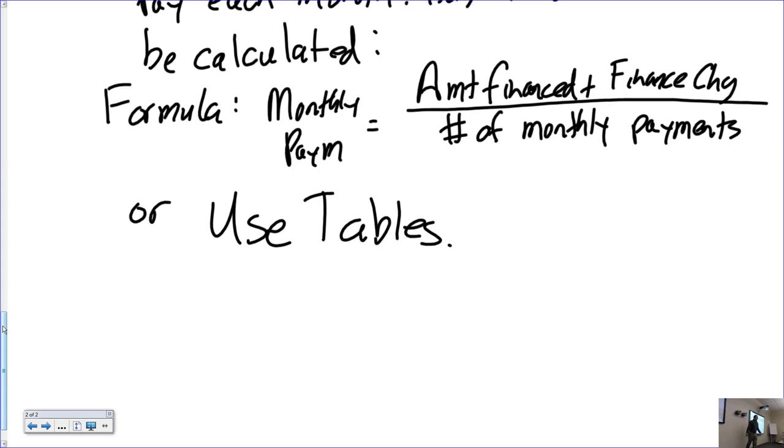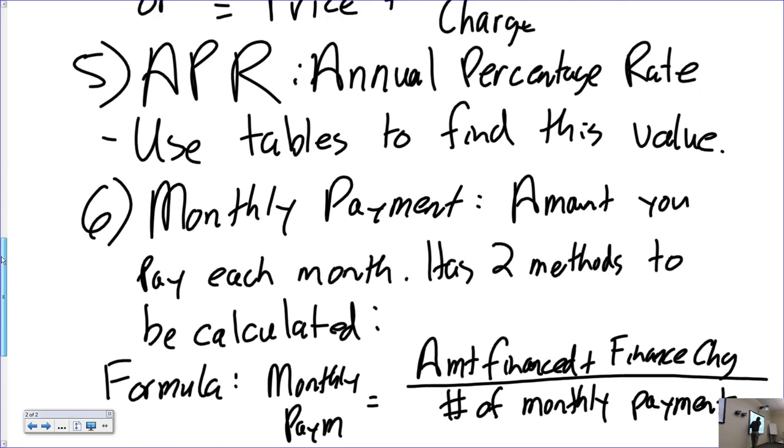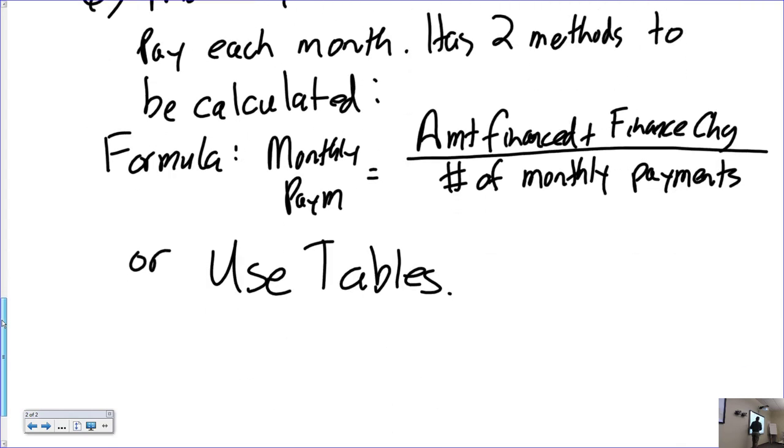If you don't have all of that information, the amount financed and the finance charge and the number of monthly payments, then you go back to the tables and we'll learn how to use tables to calculate the monthly payment. Okay. So note that there are two places where we'll be using the tables. One is to calculate the APR. The other is to calculate the monthly payment, depending on which one we have.